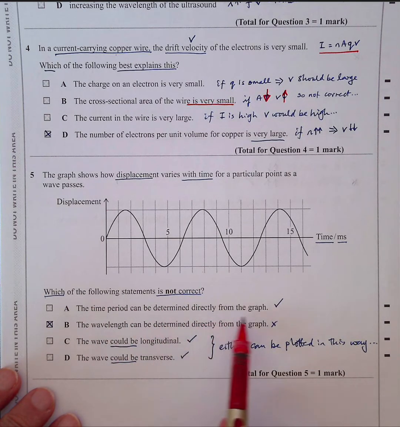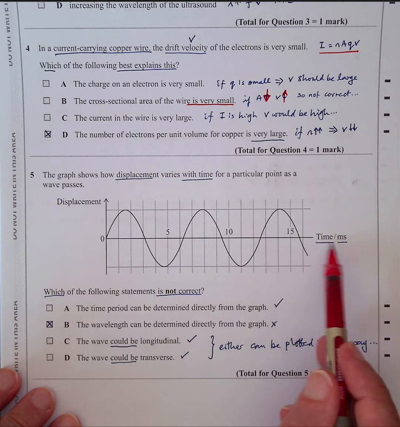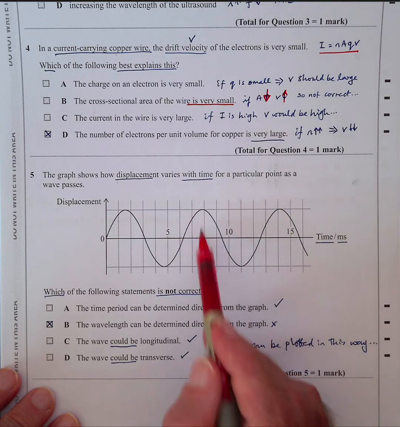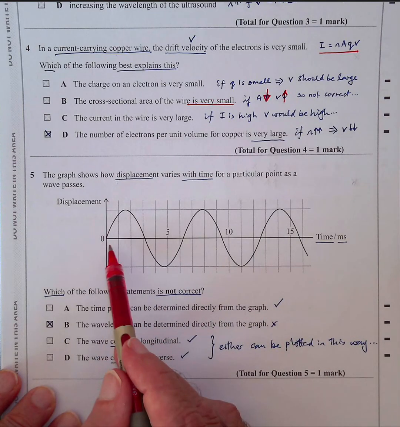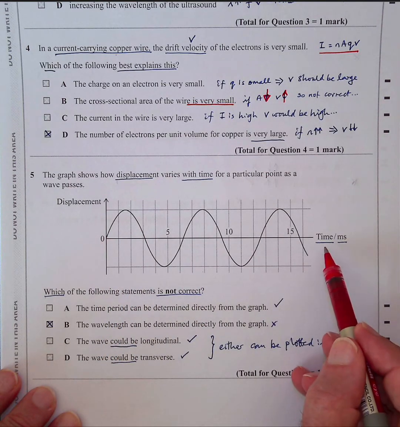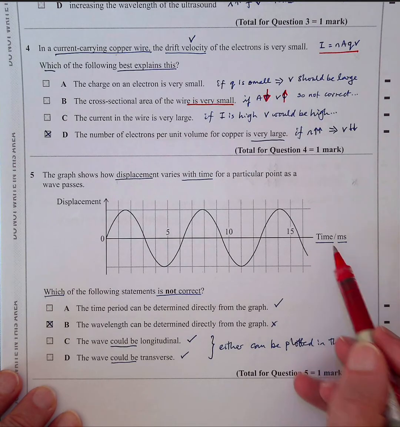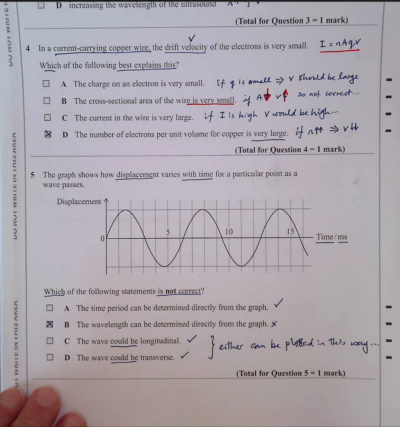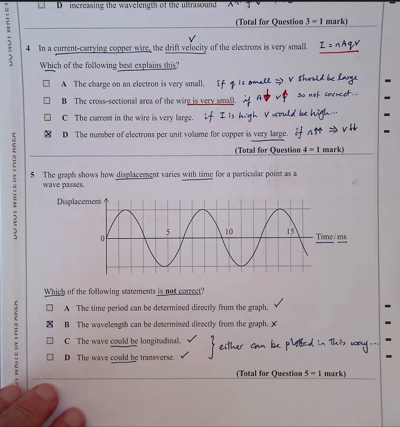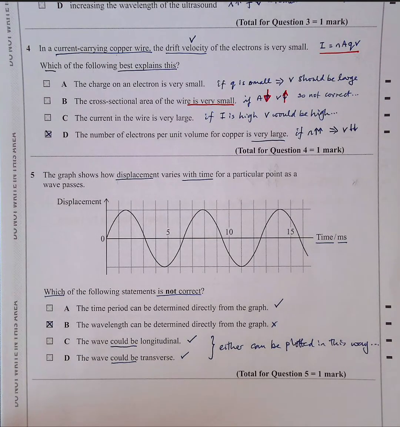The time period can be determined from the graph. That is correct, because obviously the time period would be the distance between peaks, and you can measure it off the scale. The wavelength can be determined from this graph. No, it can't, because you don't have the wavelength as the distance between peaks, where that would have to be a distance scale. So we automatically know it's B, and whether they're longitudinal or transverse, it can be plotted either way as a displacement-time graph. Okay, because remember they're talking about displacement at a point as it changes as the oscillations go through that point. So it can happen with transverse and longitudinal waves.